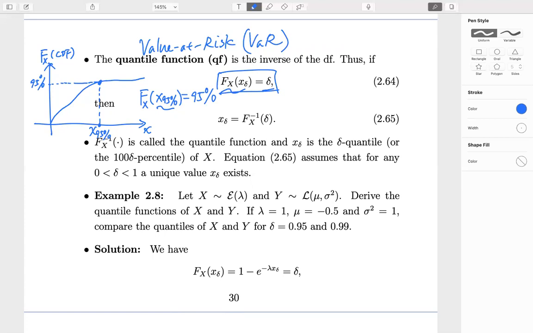If you have a continuous random variable, you always have a unique quantile because your CDF is continuous and strictly increasing. But sometimes you may have a flat part, like when you have a discrete component, then you may have a flat part, right?